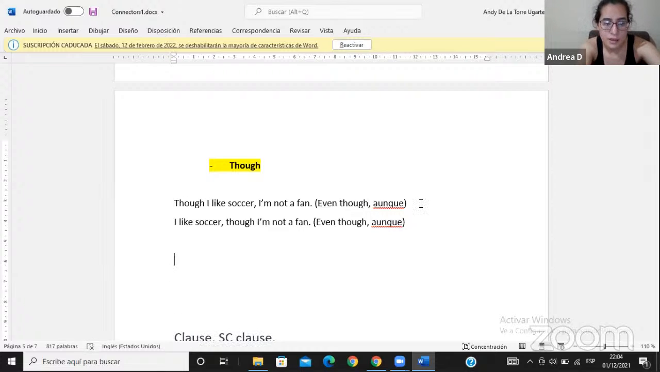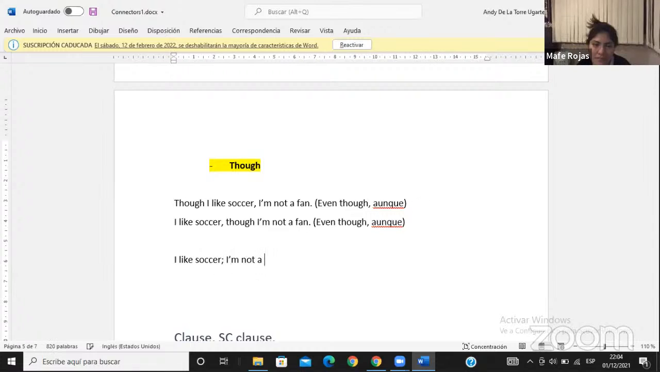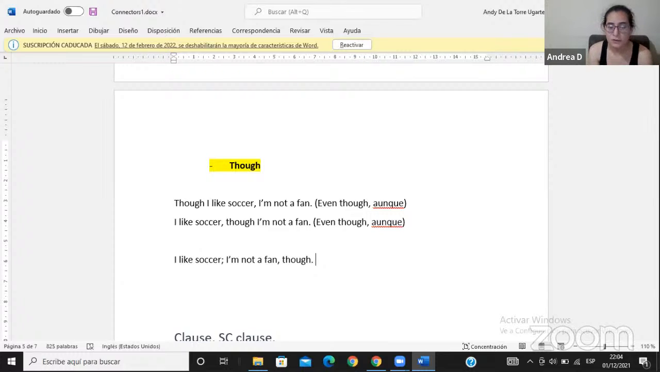So you say, I like soccer, I'm not a fan, though. So you say, I like soccer, but I'm not a fan. There's no way to translate this directly because you cannot use pero at the end, right? You cannot say, me gusta el fútbol, no soy un fan, pero, right? But in English you can, with though. So we can use both of them. So we can use but and though in the same sentence.